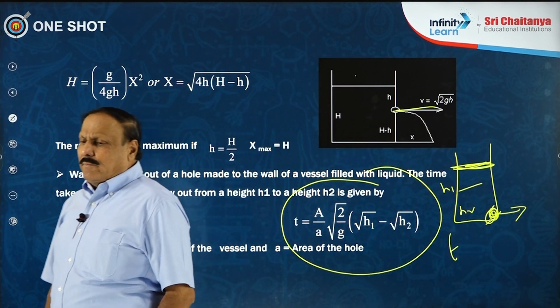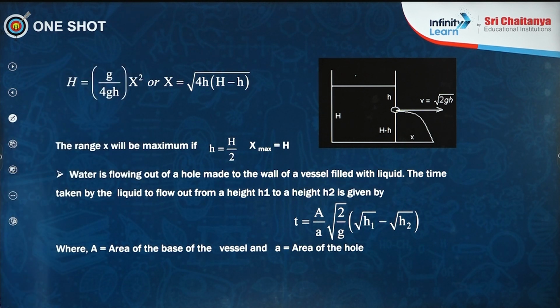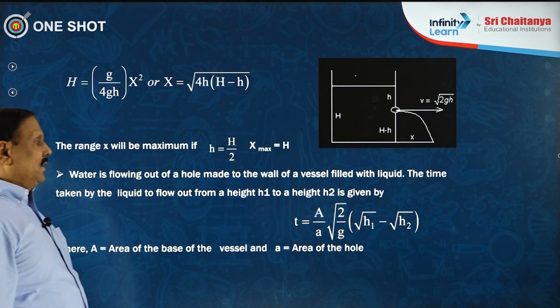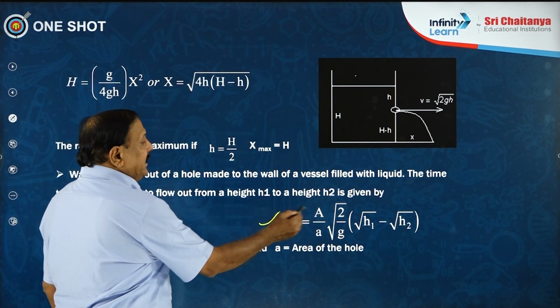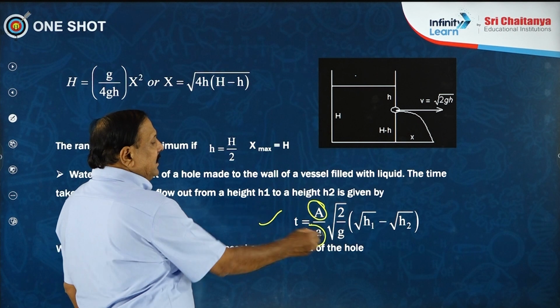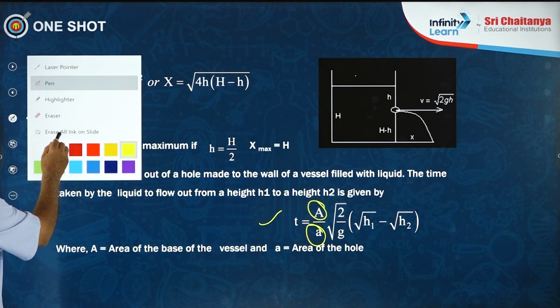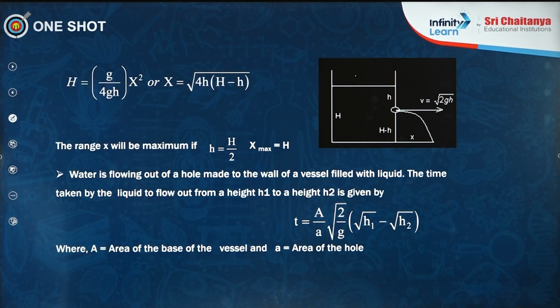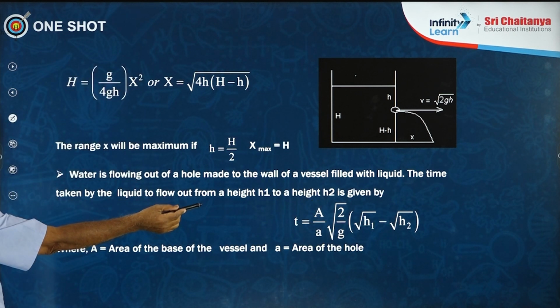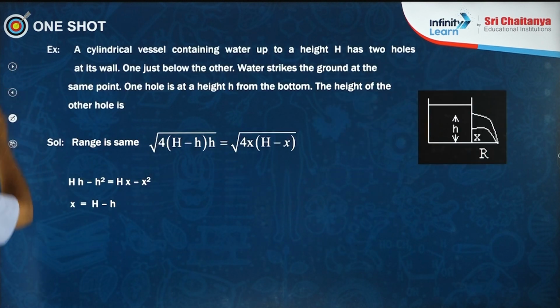When the liquid is coming out of the hole made at the bottom of the vessel, and the height of the liquid falls from H1 to H2, what is the time taken? A is the base area of the vessel and small a is the area of the hole. That formula is very important for NEET exams. One or two times they asked numericals based on this. Next.